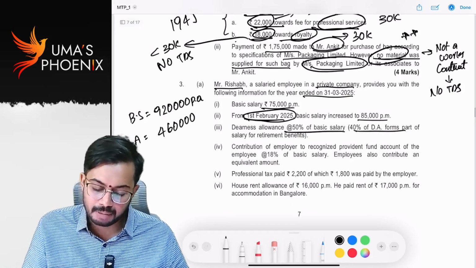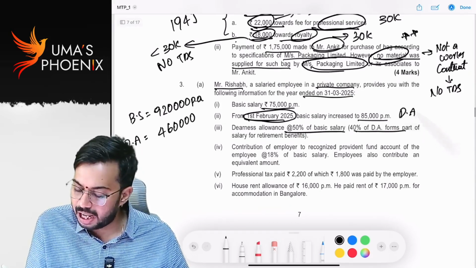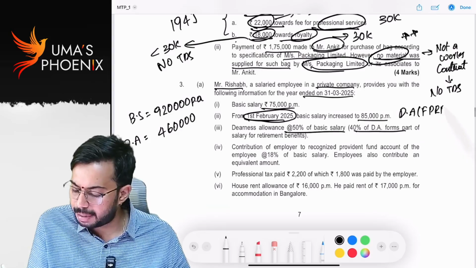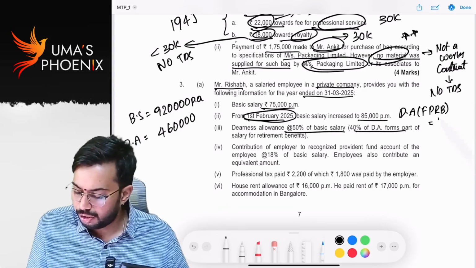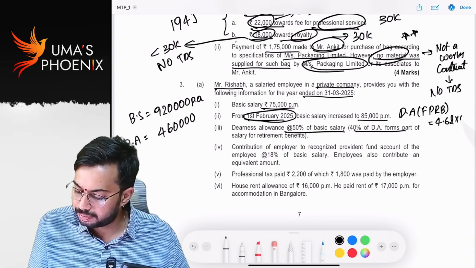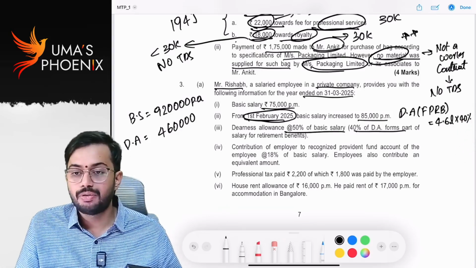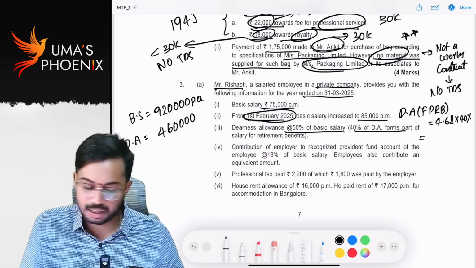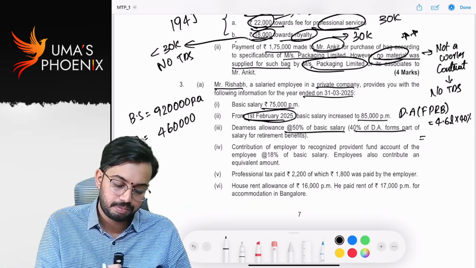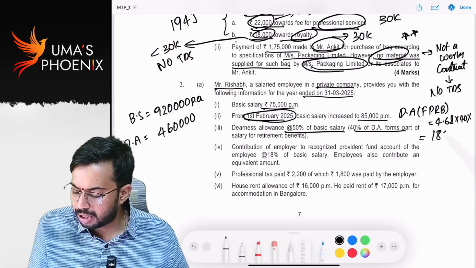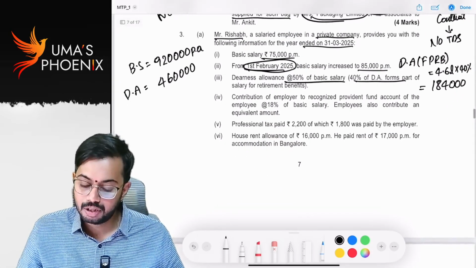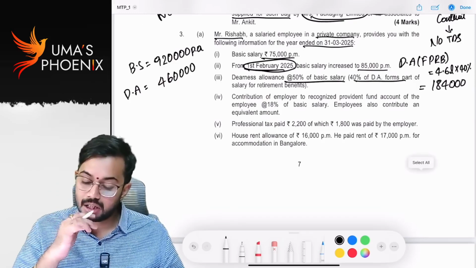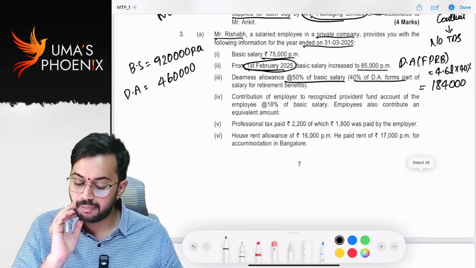40% of DA forms part. That means DA forming part of retirement benefits. How much? 4,60,000 into 40%. DA forming part of retirement benefits is 1,84,000. Very important. Read the question carefully.